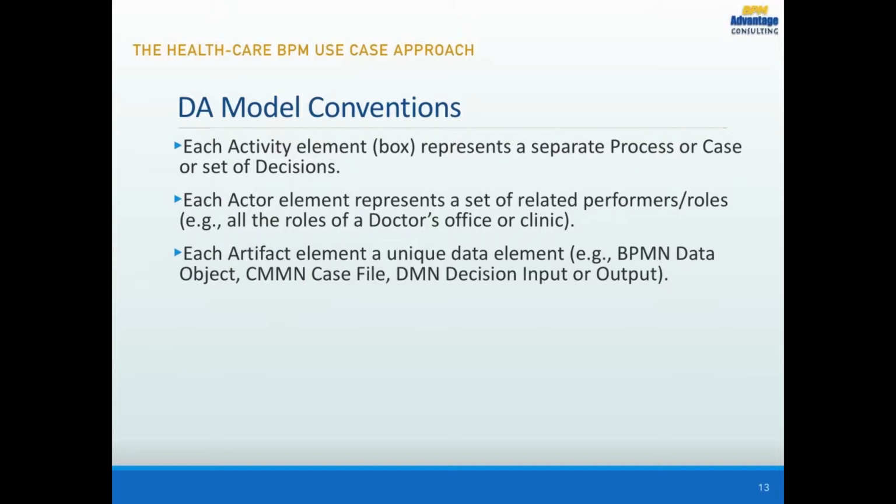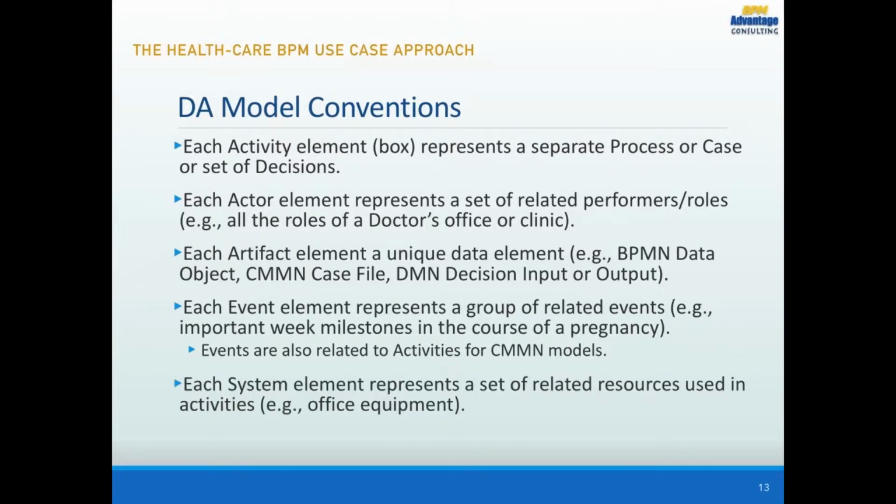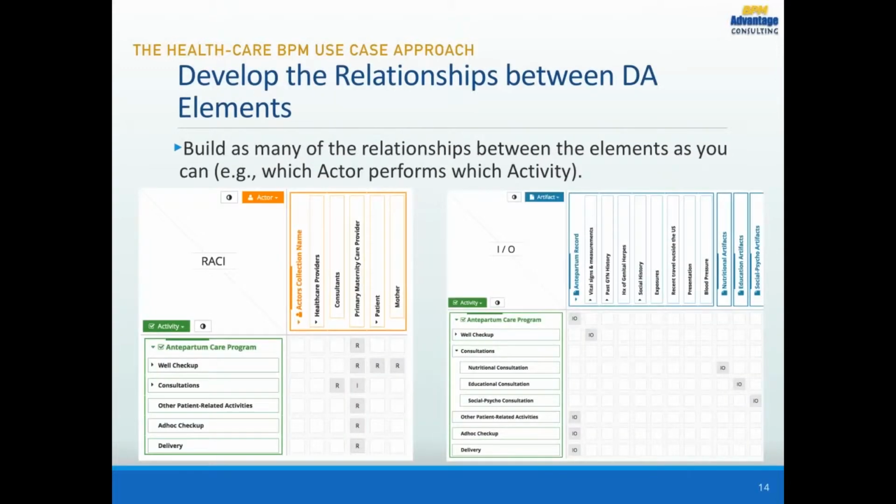And I'll show you those specifically as we go forward. Each event element represents a group of related events, for example, important week milestones in the course of a pregnancy. So certainly trimesters and office visits are important events that happen in a pregnancy. And each system represents a set of related resources used in the activities. So you might group the office equipment together, and the software are grouped together in these system elements.